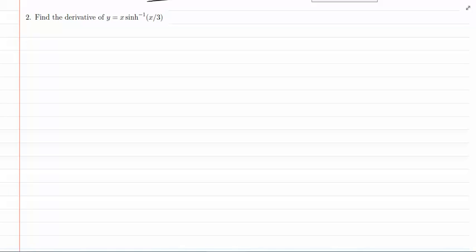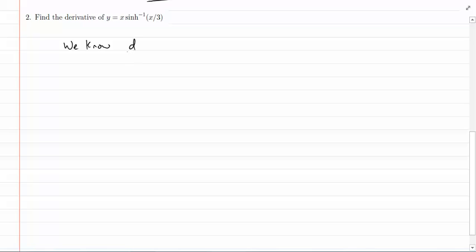Okay, here we want to find the derivative of y equals x times the inverse sinh of x over 3. Now, the fact that it is x times a function, we are going to have to do the product rule to find this derivative. But before I do that, let's just focus on that inverse sinh of x over 3.